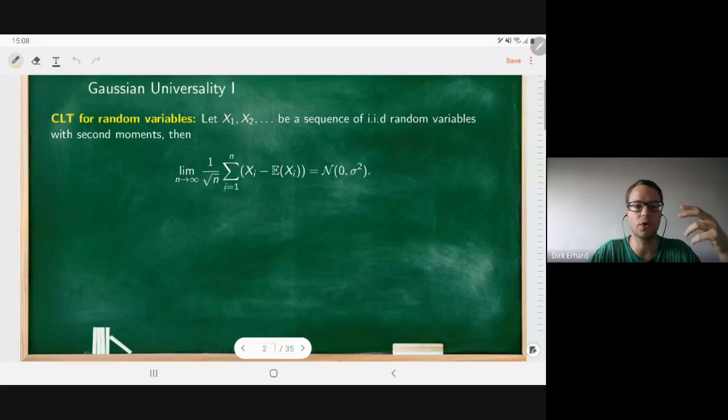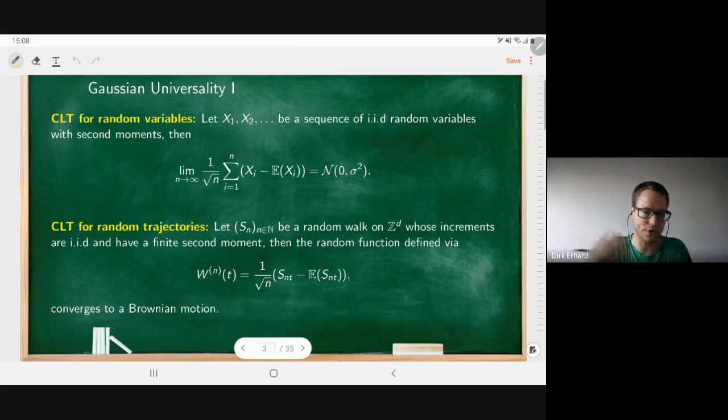And well, as we all know, one can generalize this. So you can see this as a central limit theorem for a sequence of random numbers. Now you can generalize it to a sequence of random functions or trajectories or paths. That's usually called Donsker's theorem, which again is a CLT type of theorem, which pushes the first result a little bit further. So here you take a random walk on Z^d, whose increments are IID, have finite second moment, and then you can define this random function.